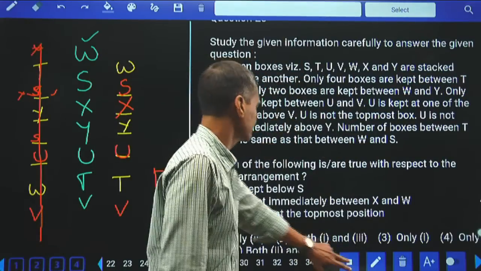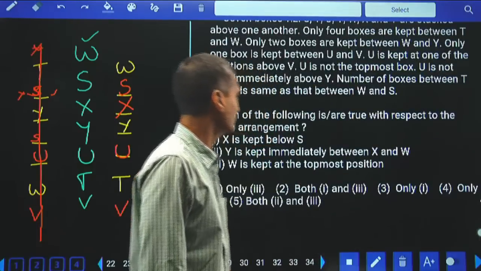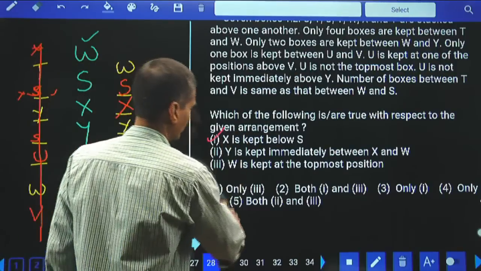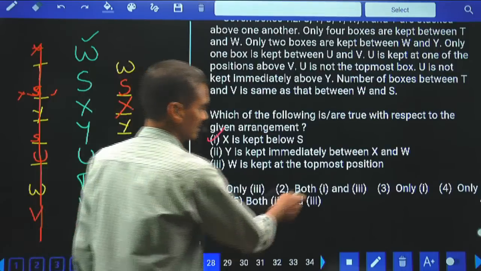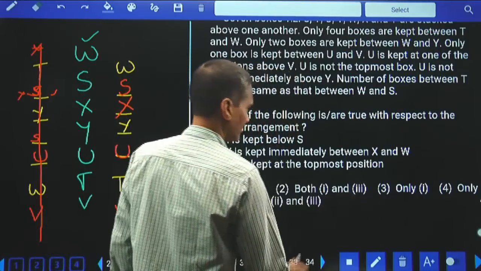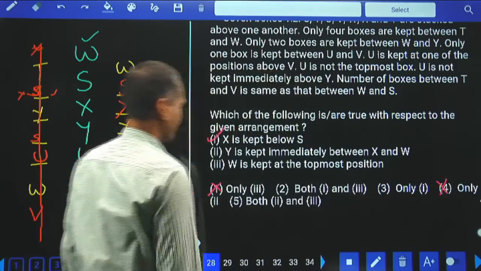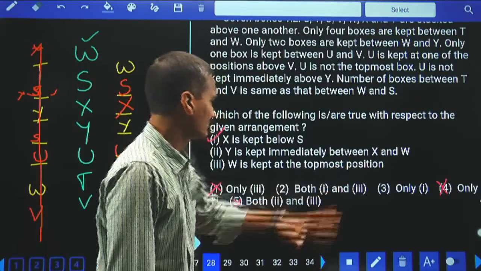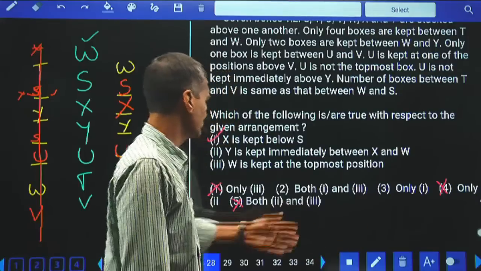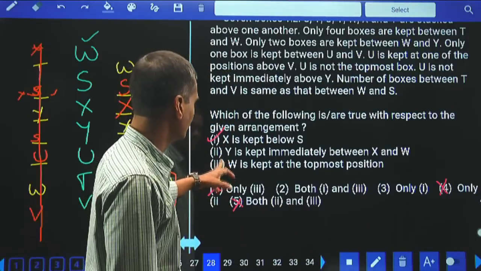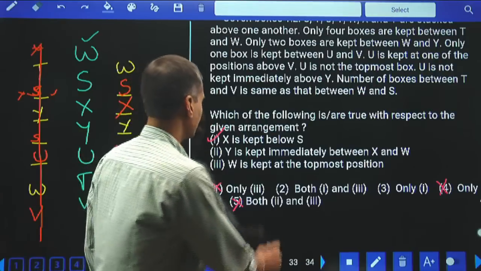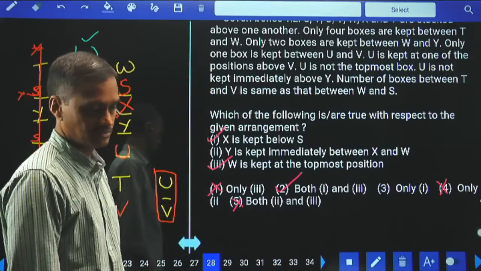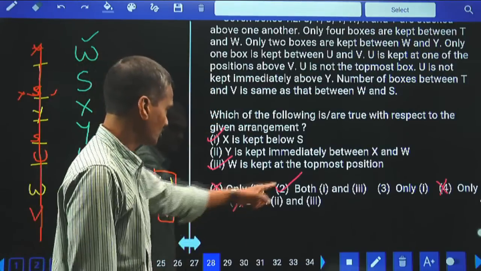Which of the following is true with respect to the given? X is kept below S. X is below S, that is true. As 1 is true, now let us check out the choices. Choice 1 is ruled out, 2 is valid, 3 is valid, and 4th one is ruled out. And 5th is also ruled out, isn't it? Now we need to check out between 2 and 3. Sorry, condition number 2. W is kept at the top. As W is kept at the top, 3 is also true. Hence, choice 2 is the answer. Clear now? Sorry, 28, choice 2.